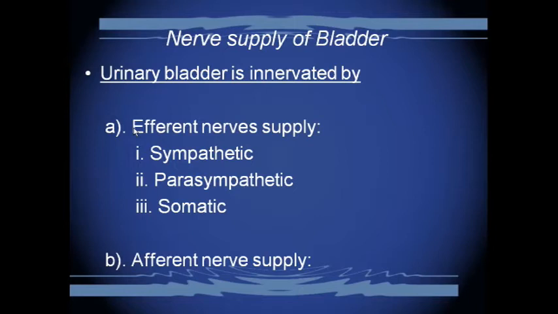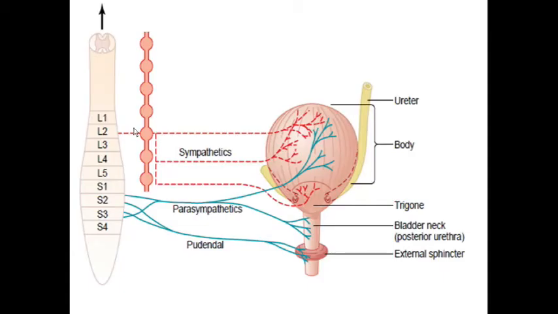So what are the nerve supplies of the bladder? There will be efferent and afferent nerves. Efferent nerves: sympathetic, parasympathetic and somatic, and afferent nerves. So sympathetic, as you can see, L2, 3, 4, supplies the body and trigone. Parasympathetic, S2, 3, 4, body and the posterior urethra, and S2, 3, the pudendal nerve, which supplies the external sphincter. Parasympathetic supplies the bladder neck, posterior urethra and fundus or body of the bladder, and sympathetic supplies the body and trigone.